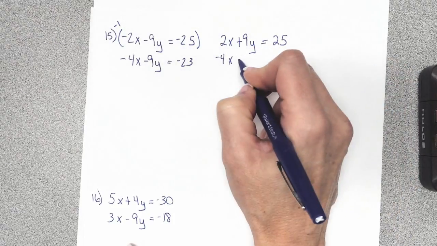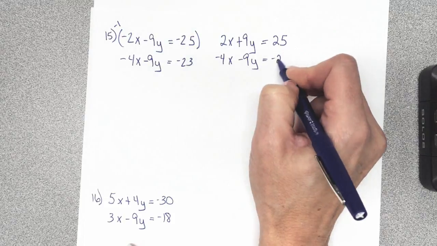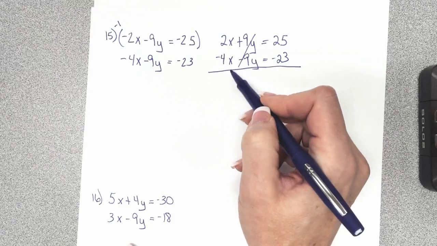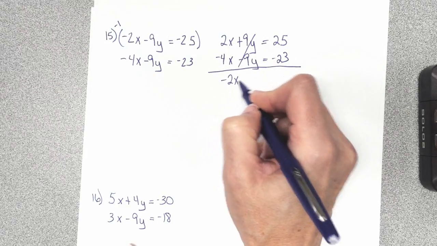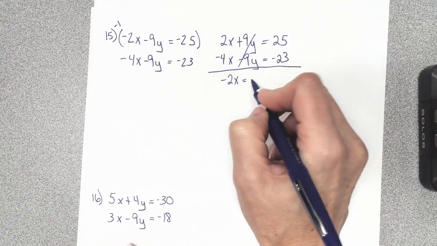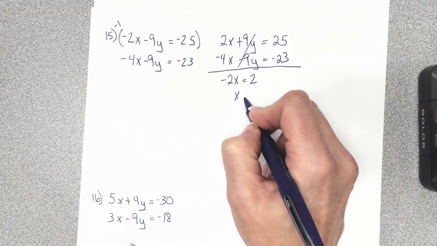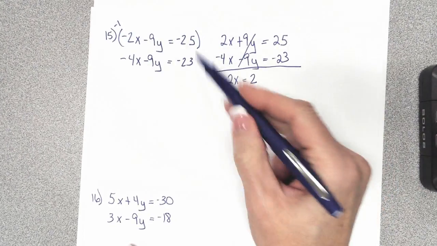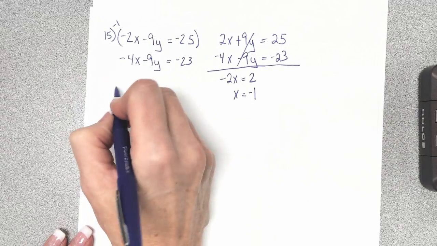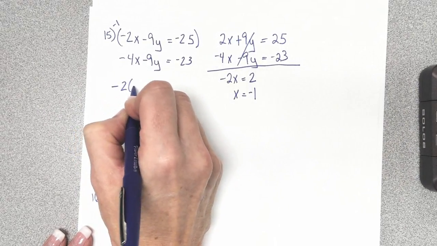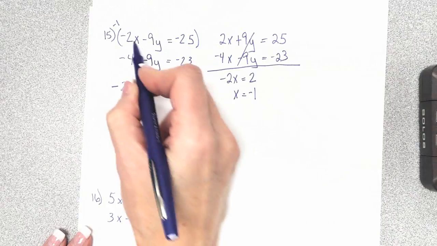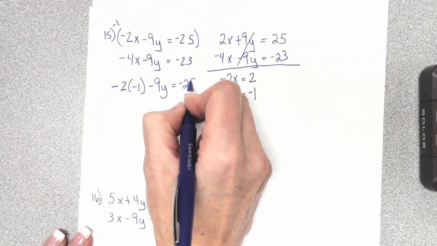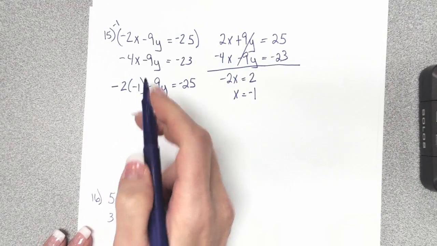Keeping the bottom row, my 9s now cancel. 2x minus 4x is negative 2x. 25 minus 23 is 2. We will divide, so x equals negative 1. Now, pick an equation. It doesn't matter which one. I'm just going to grab the top one. So negative 2 times negative 1, because we know that's the value of x, so I'm plugging it in, minus 9y equals negative 25. Negative 2 times negative 1 is 2.